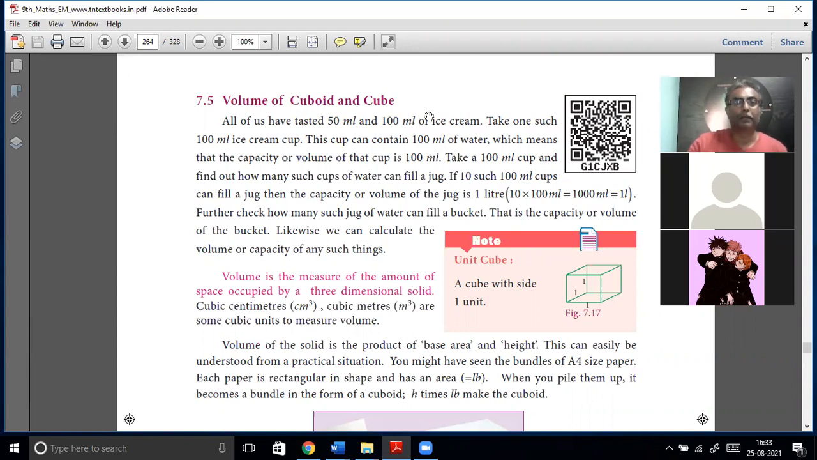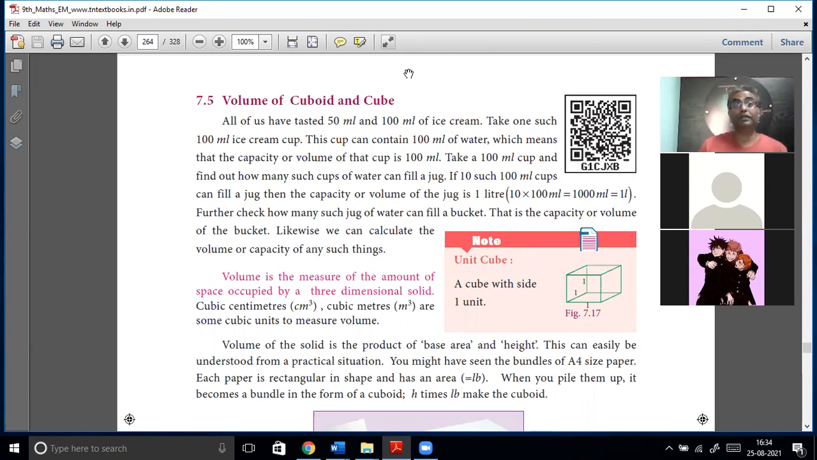Welcome, Arpana. Now, all of us have tasted 50 ml, 100 ml, 500 ml ice cream, family pack, 1000 ml ice cream, 1 liter ice cream. So, take one such 100 ml ice cream cup. This cup will contain 100 ml of water, which means the volume of the cup is 100 ml. Now, find out how many such cups of water can fill a jug. Suppose 10 such 100 ml cups can fill a jug, then the volume of the jug is 1 liter, that is 1000 ml.